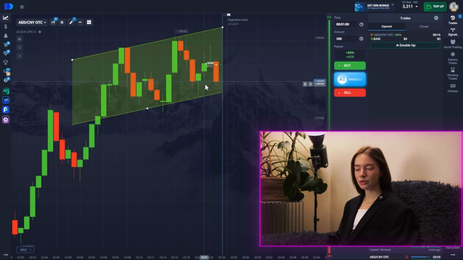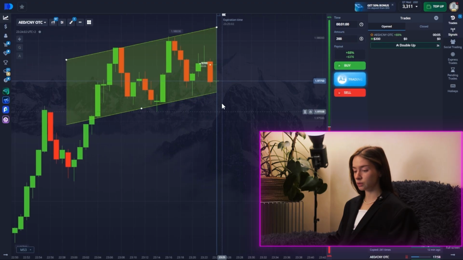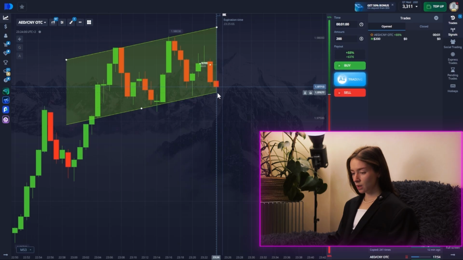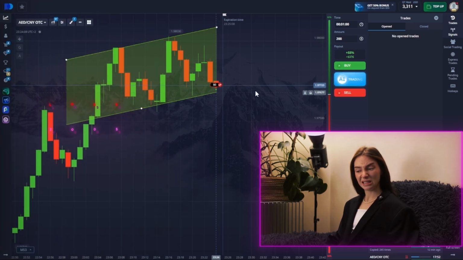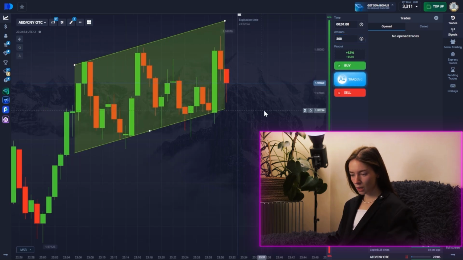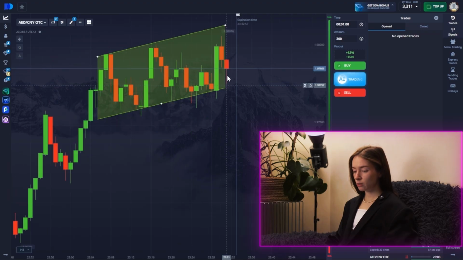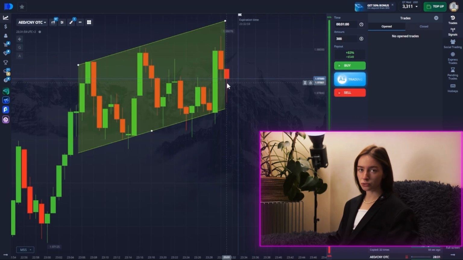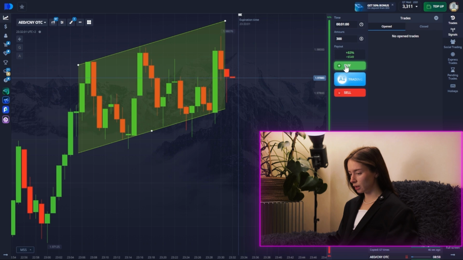I rarely enter in the middle of the channel because there's no logic there. Price can reverse in either direction. I even entered a bit lower here. If it were higher, I wouldn't have entered. Now it reaches a boundary. We close that loss, no problem. We increase the amount to 300. We don't enter in the middle. We wait for the candle to drop a bit and then open a buy.